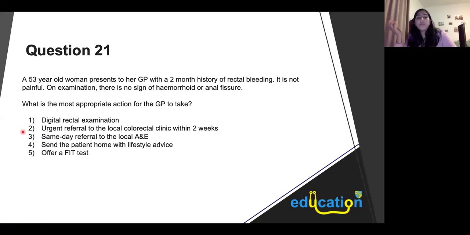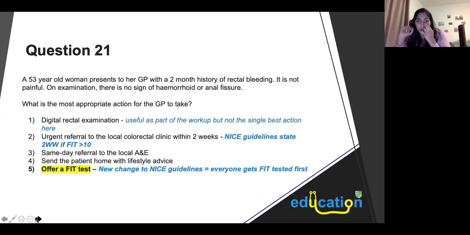And then you're trying to decide. You probably shouldn't send the patient home with lifestyle advice because what are we worried about here? What is rectal bleeding a potential sign of? Yeah, so colorectal cancer. And so we're always on the lookout for it. And there has been a recent change in guidelines, which is why your answers are quite split and why I wanted to cover this today.